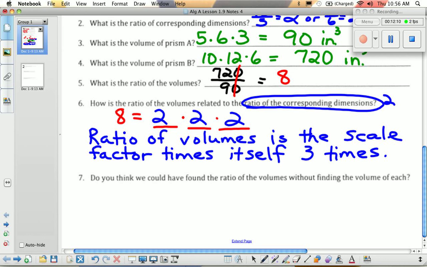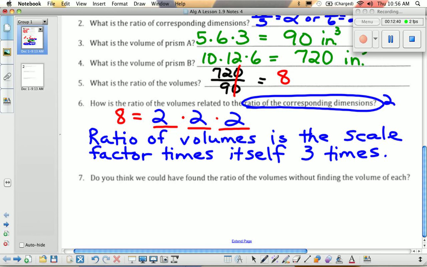Ratio of the perimeters. Perimeter is 1-dimensional. So the ratio of the perimeters is the scale factor itself, just one scale factor. So the perimeter changes by the same amount that the sides change by. The area changes by the scale factor times itself. The volume changes by the scale factor times itself 3 times.